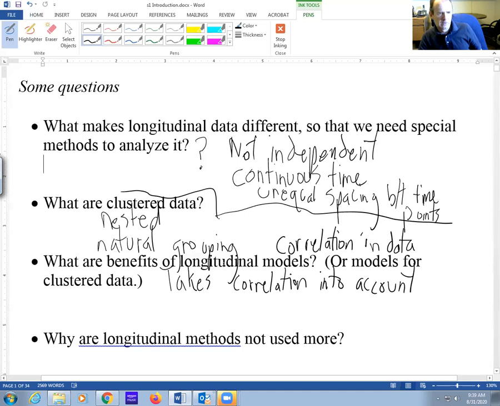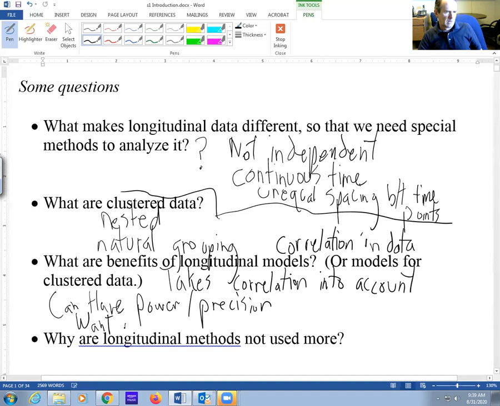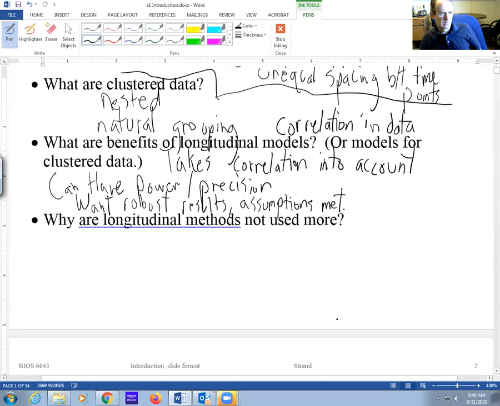And so longitudinal models, I'm just going to write a few of those notes down. So I can have power, precision, and then you want robust results, assumptions met. So just by using a longitudinal model, you don't necessarily get those, but those things are important. Those are good points there. You want all of those.